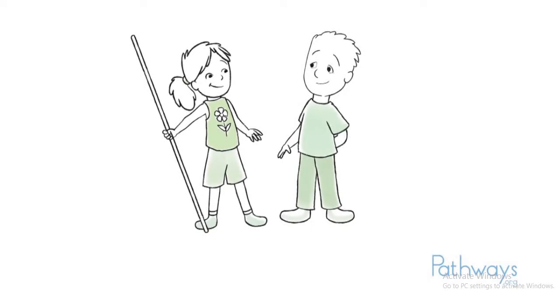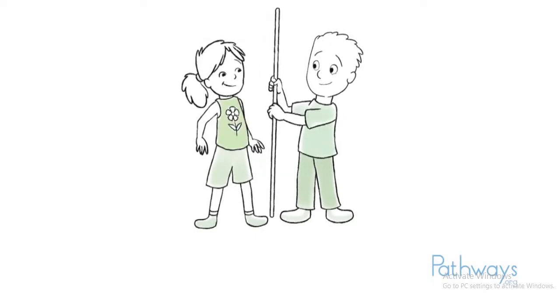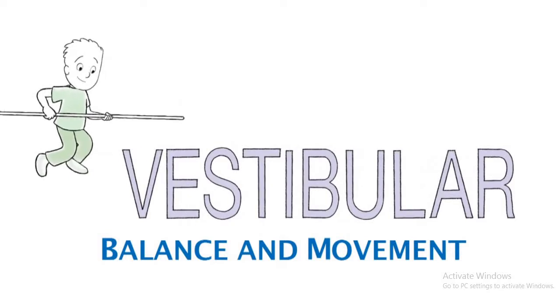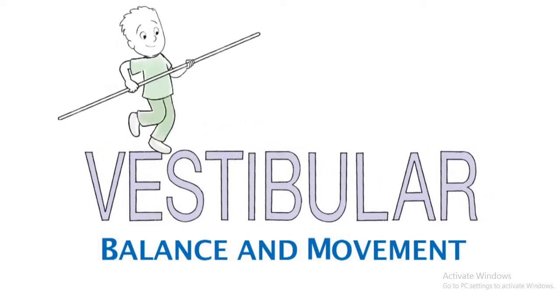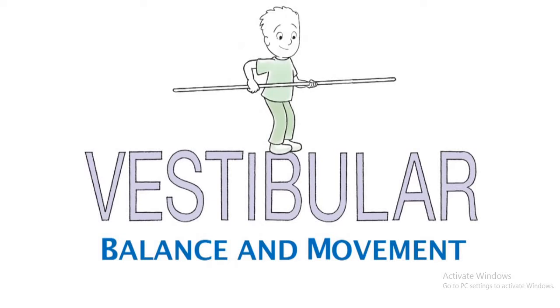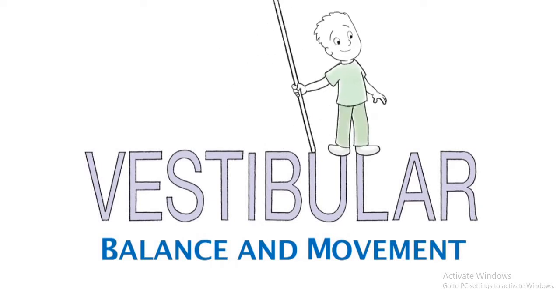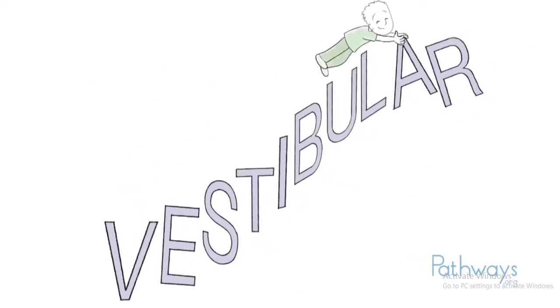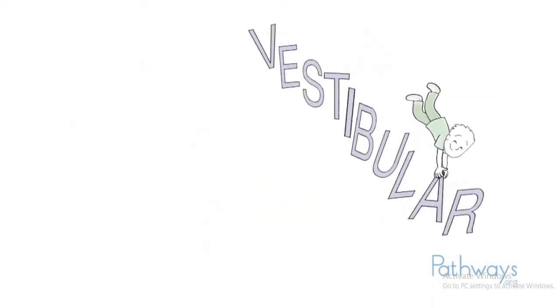There are also 2 other senses that are very important. One is our sense of balance and movement, which comes from our vestibular system. This sense helps us move our body without falling, so we can do activities like walking, riding a bicycle, or even sitting correctly at a desk. It is also the sense that lets you know that you're moving very fast on a roller coaster, even if your eyes are closed.